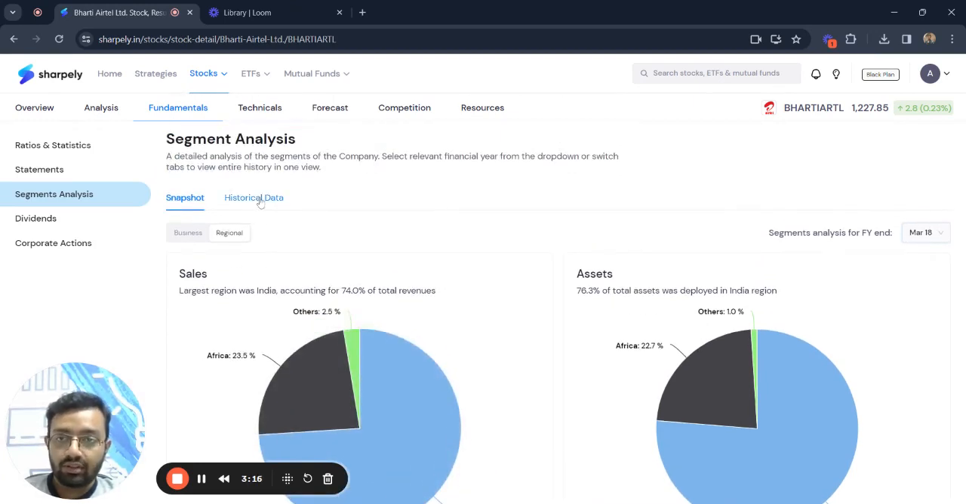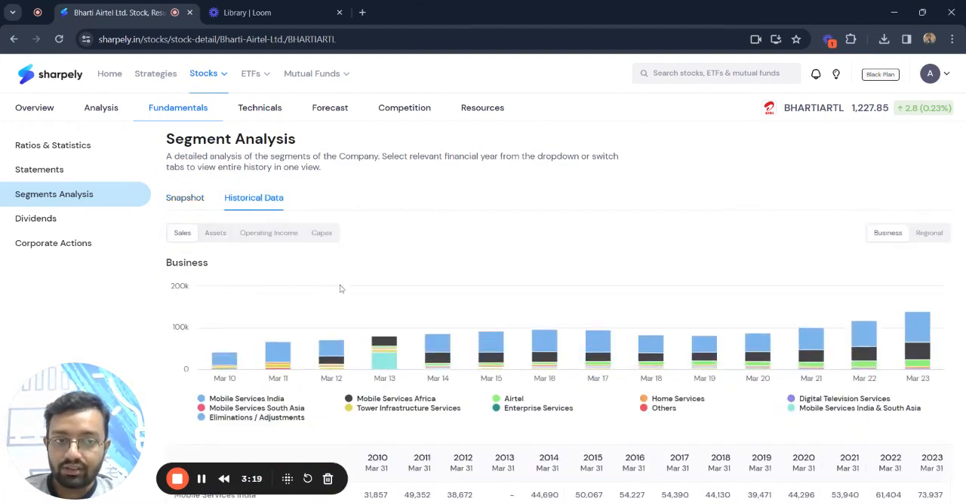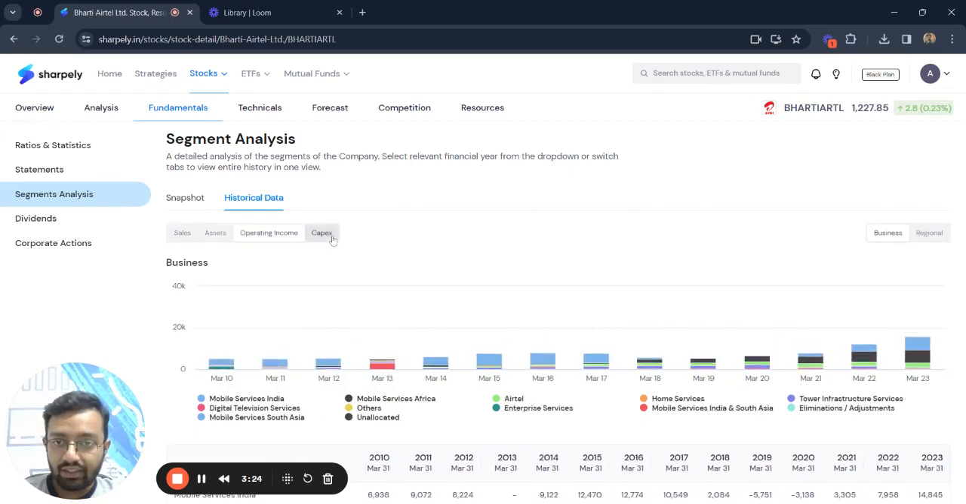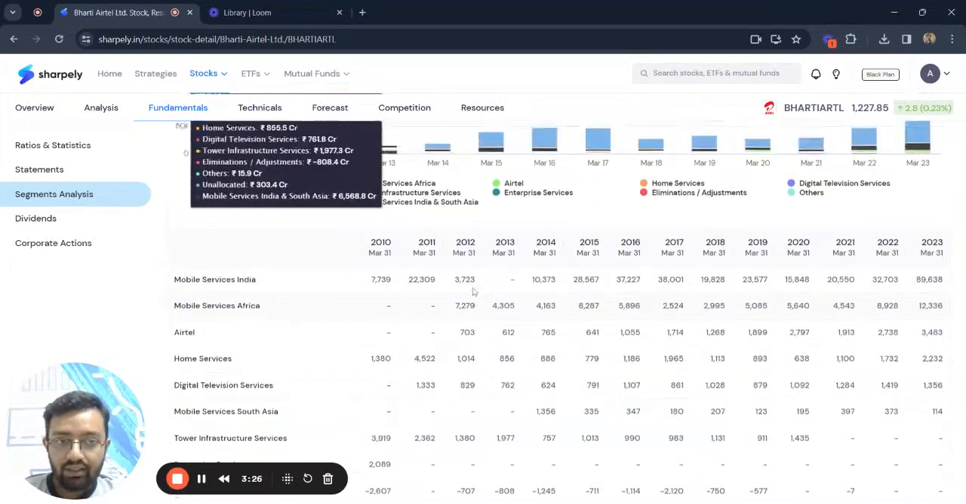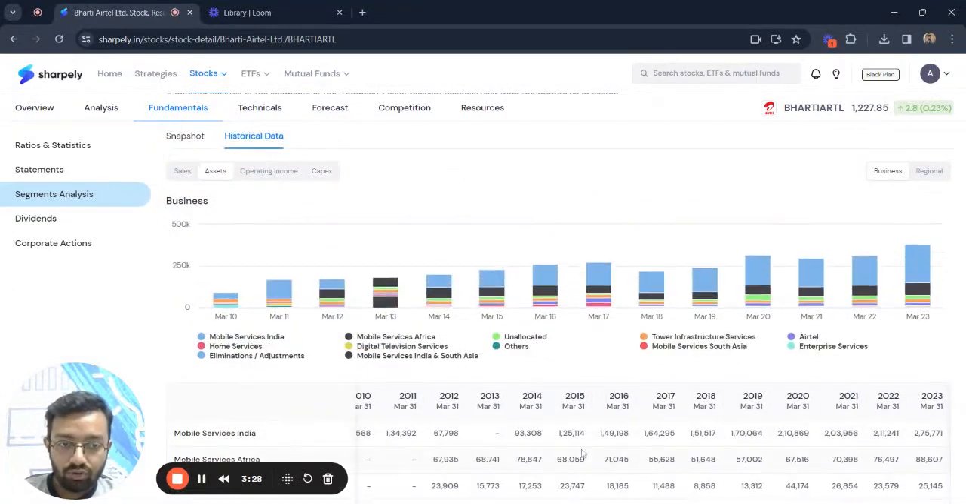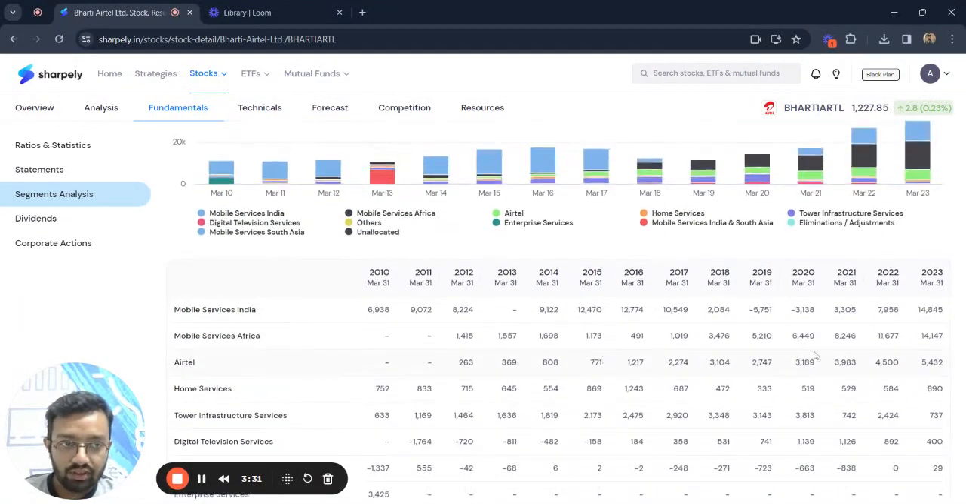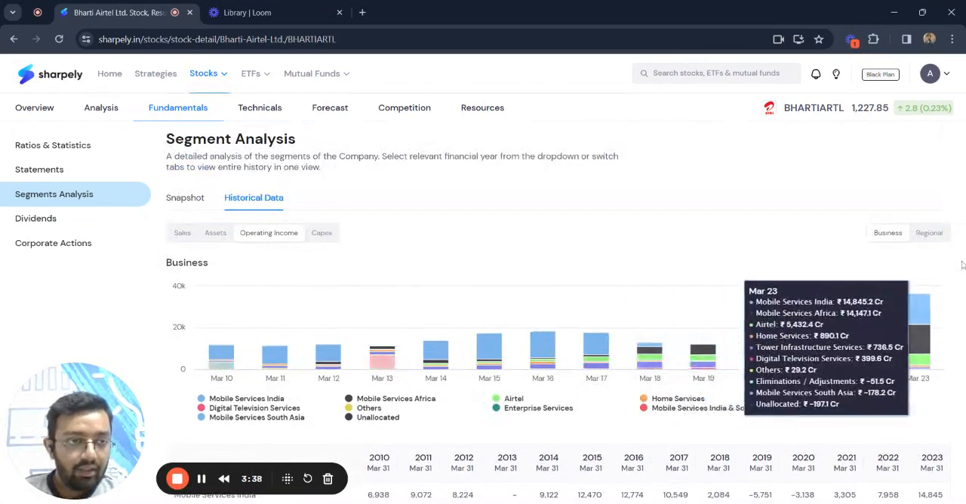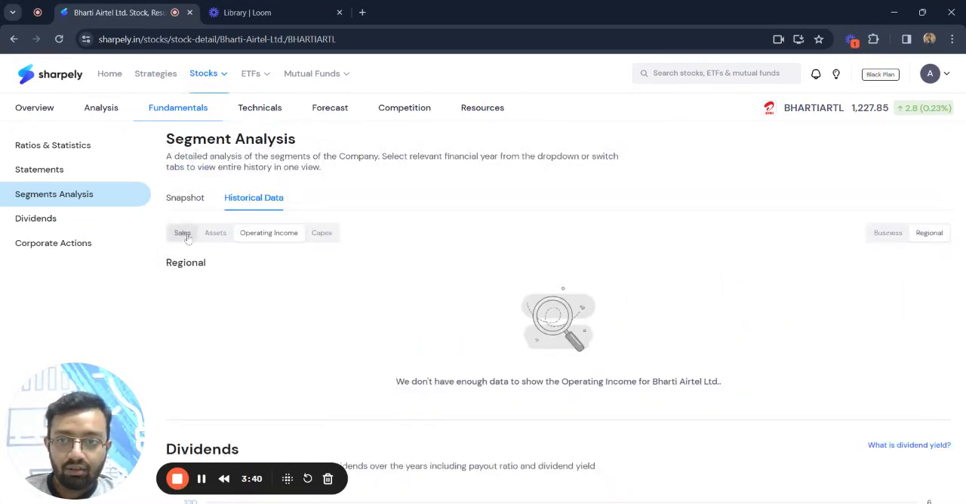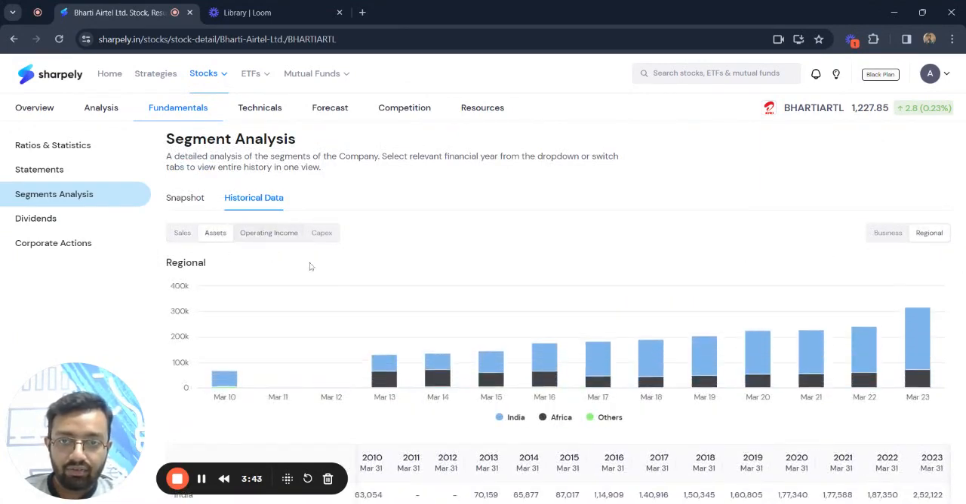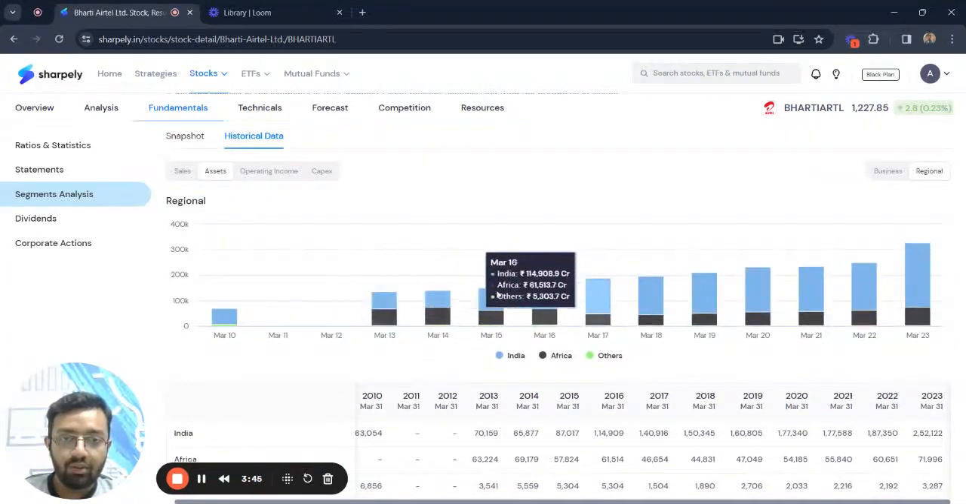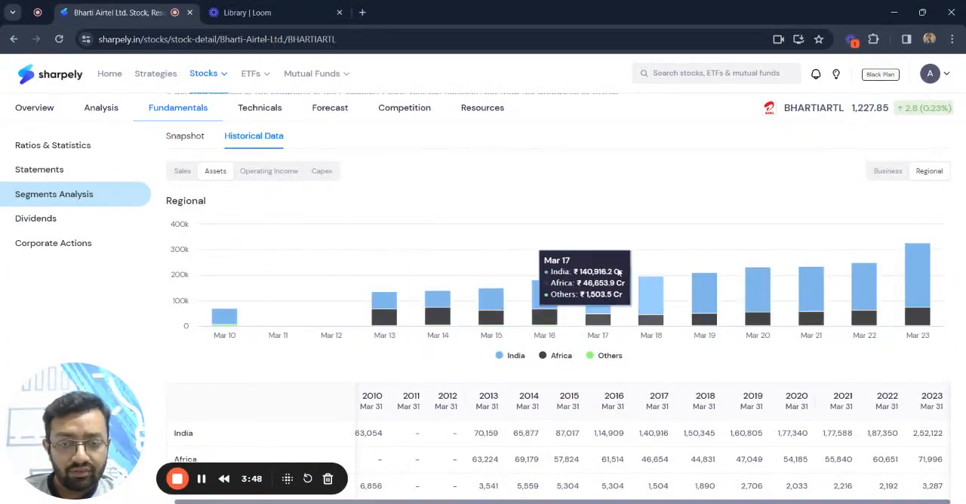And then we also show the historical data. So here you can see the trends of historical data of sales, assets, operating income, and capex. And we also provide them in tabular form, so the table will also change. And now you can analyze how a particular business segment has performed over time. We also have the regional data of sales, of assets. So you can see how sales have been across different regions over a period of time.